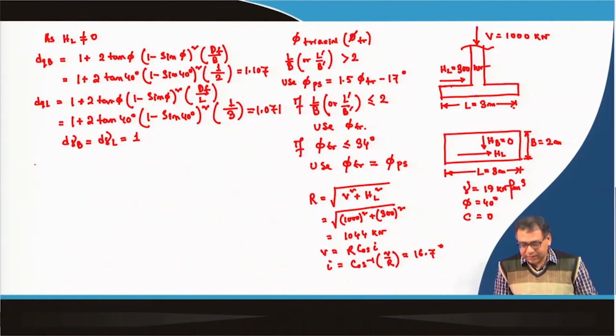So in the next class I will solve the remaining part of this problem, because I have determined the depth factors only, where you have to go for two sets as H L is not equal to 0, but that modification you have to make to the shape factors. So that I will do in the next class.